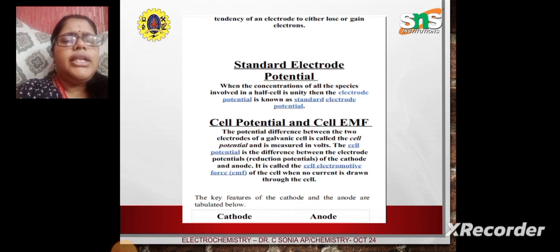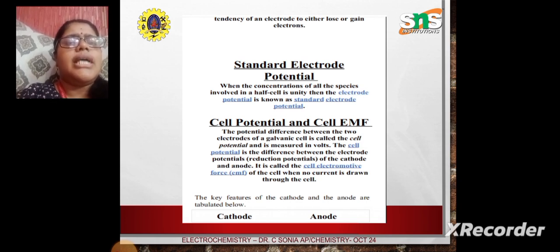There is one term called the standard electrode potential. When the concentration of all the species involved in the half cell is unity, then the electrode potential is known as the standard electrode potential.